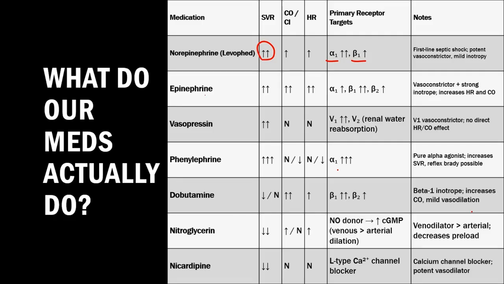Other medicines, epinephrine, this hits all three of the receptors. So we're getting alpha, beta 1, and beta 2. And as you can see, we have a major SVR increase, cardiac output increase, and heart rate increase because we're hitting all three of those receptors.